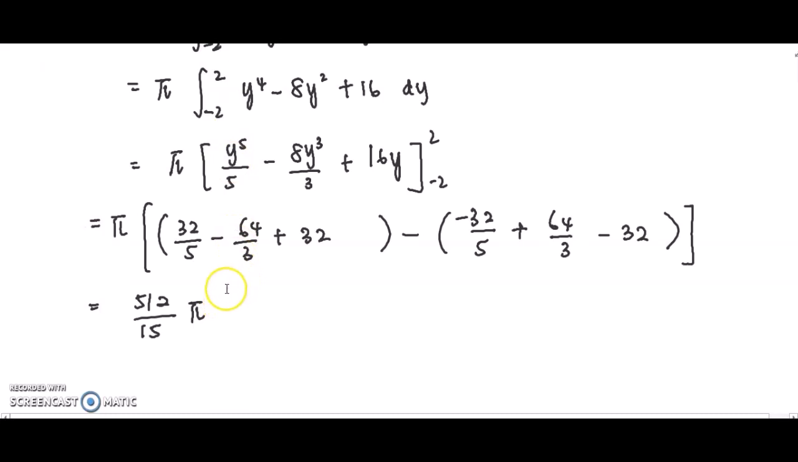So you got the answer, 512 over 15 pi. This is what you're supposed to get. And the unit will be unit cube.